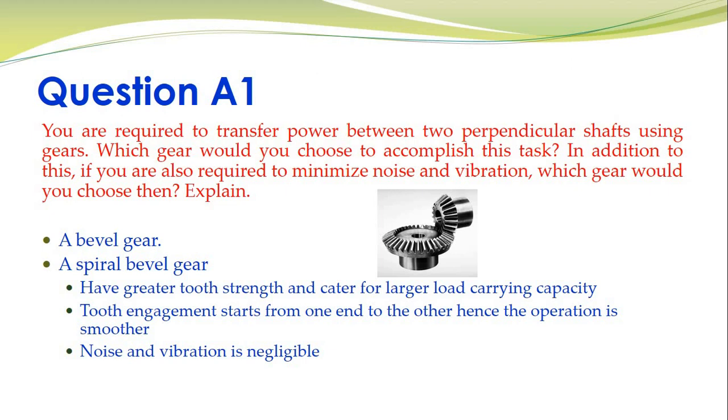So first things first, for transfer of motion between two perpendicular shafts, we will use bevel gears. Then for the second part of this question, it says if you are also required to reduce noise and vibration, you will use a spiral bevel gear. The reason for using a spiral bevel gear is that they have greater tooth strength and cater for larger load carrying capacity. Tooth engagement starts from one end to the other, hence the operation is smoother, and therefore the noise and vibration is negligible.